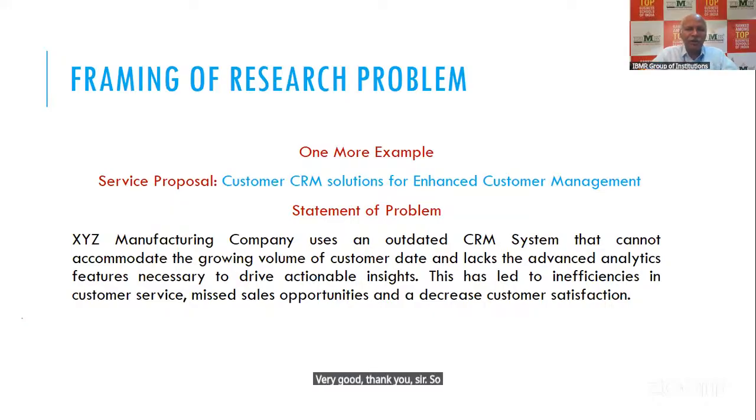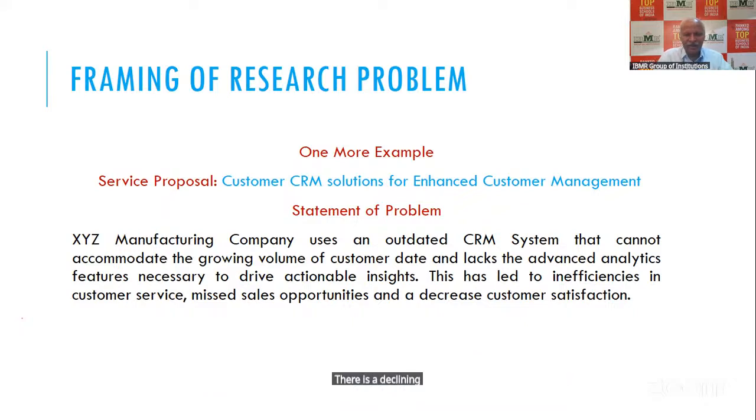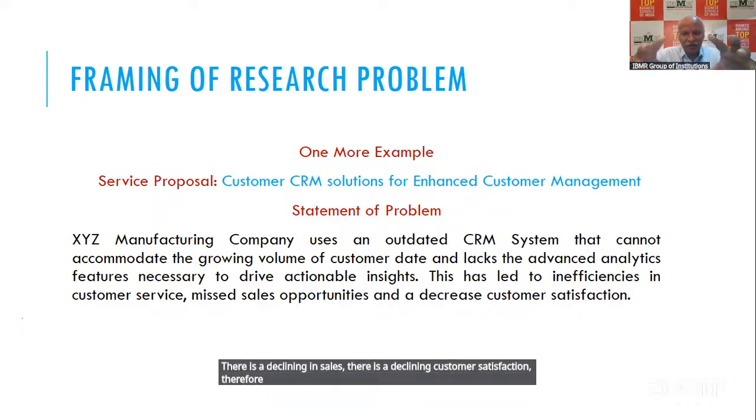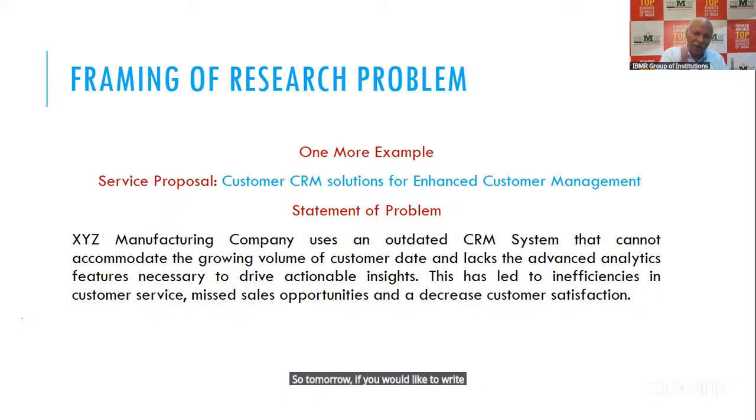So now, in the statement of problem, he has highlighted the problem. The problem is what? The present CRM system cannot meet the current requirement. It lacks features. As a result, there is a decline in sales and a decline in customer satisfaction. Therefore, he is giving a solution for enhanced customer management. Why do we want enhanced customer management? He highlighted it in the statement of problem. So tomorrow, if you would like to write a proposal to corporates or companies, it should be very strong.